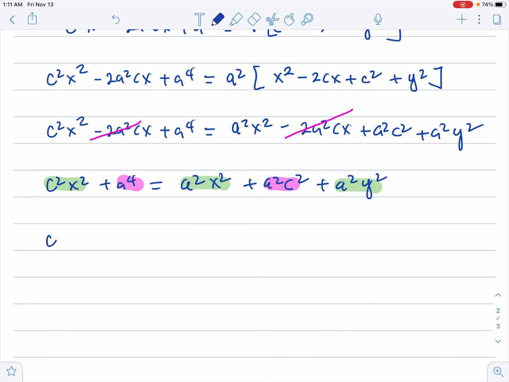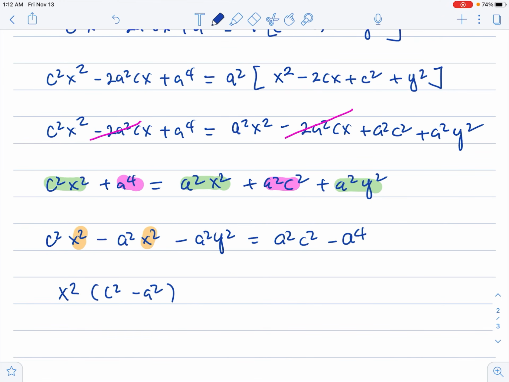So I have c squared x squared minus a squared x squared minus a squared y squared equals a squared c squared minus a to the fourth. Pwede kong i-factor out itong x squared, no? Magiging x squared times (c squared minus a squared) minus a squared y squared is equal to, pwede ko rin i-factor yung a squared, no? Which means na a squared times (c squared minus a squared). What do you notice? Parehong c squared minus a squared.